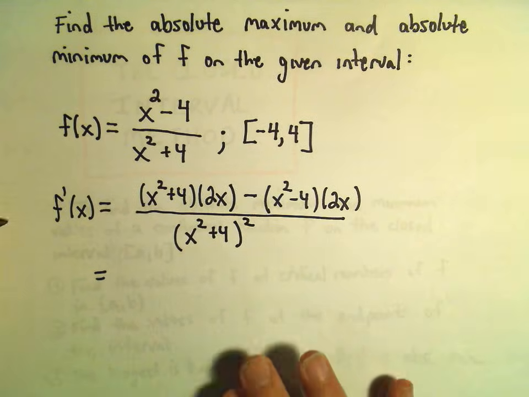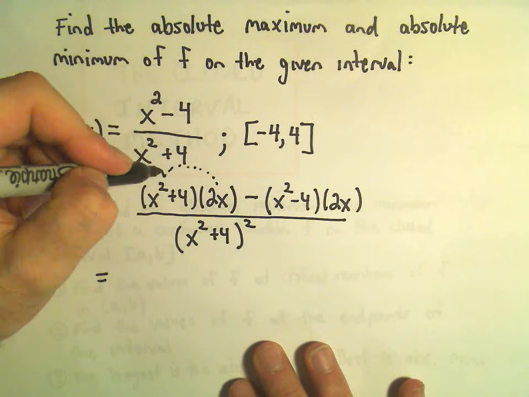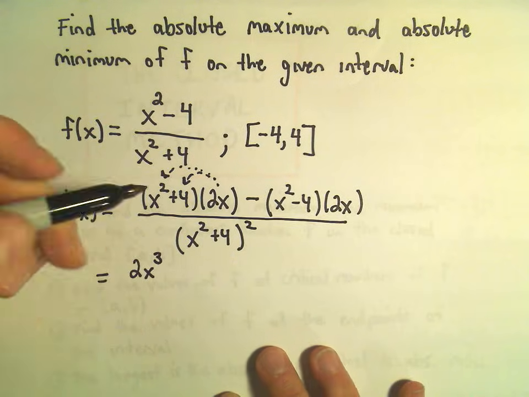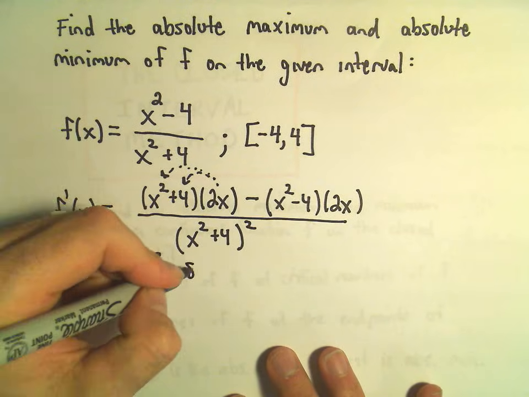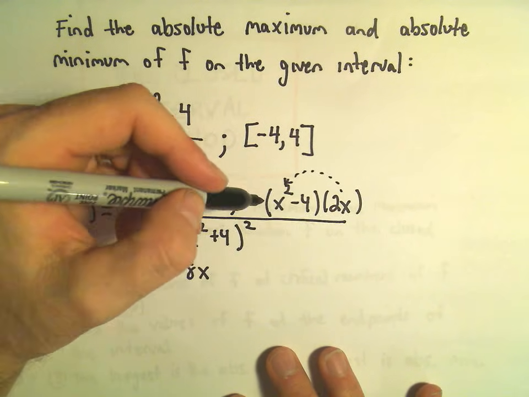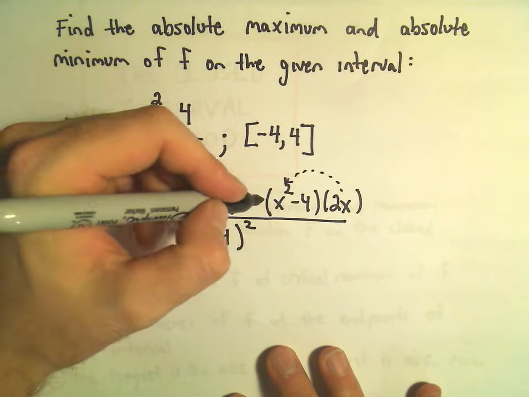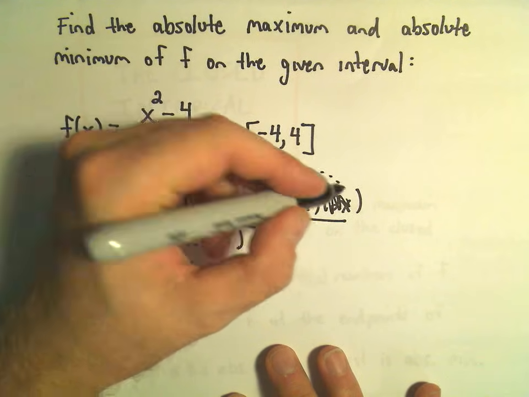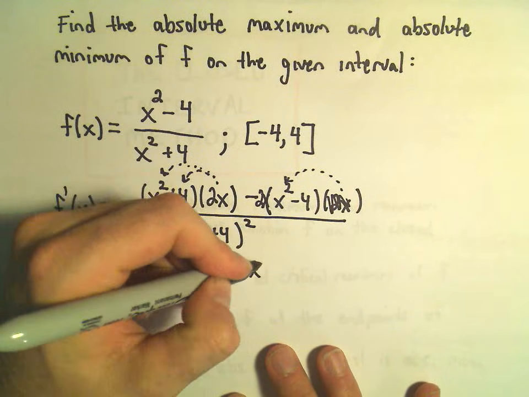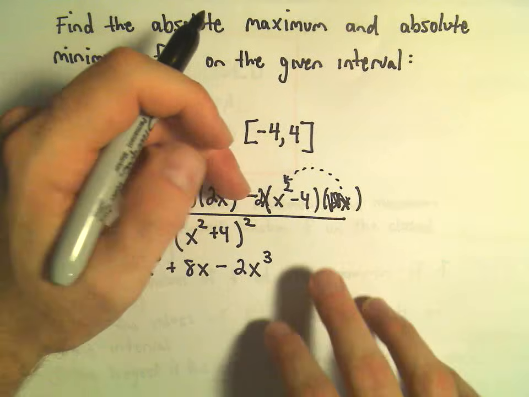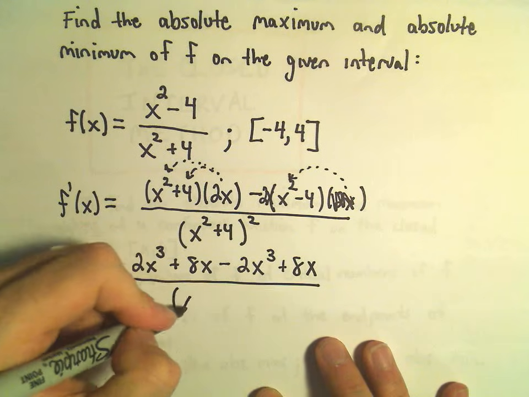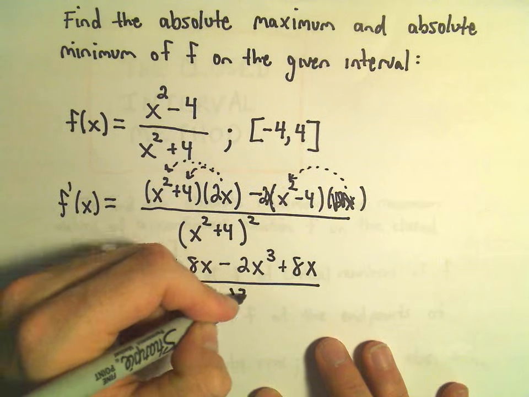So I'm going to simplify the numerator. This 2x is going to get distributed to both terms. So 2x times x squared is going to be 2x cubed. 2x times positive 4 is going to give us 8x. The 2x is going to get distributed along with the negative. You can think about it as really being negative 2x. So negative 2x times x will be negative 2x cubed. And negative 2x times negative 4 will be positive 8x. Then we have our denominator still, x squared plus 4 squared.